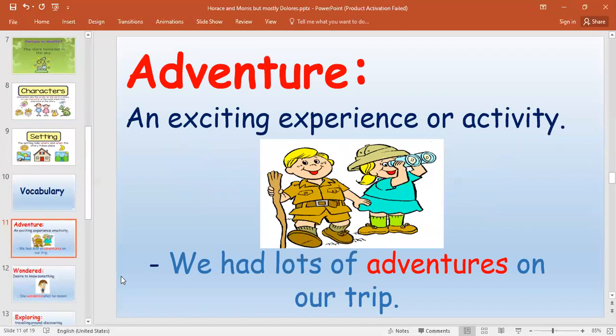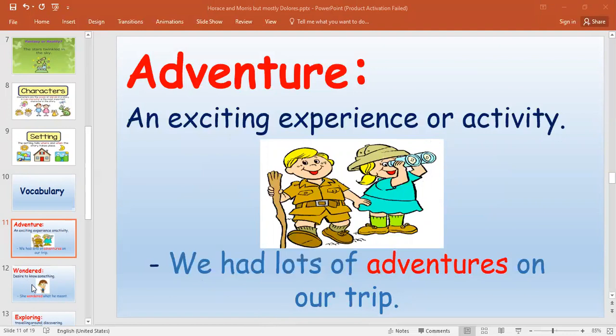The vocabs in our story: adventure. Read with me the meaning of adventure: an exciting experience or activity. So, what's the meaning of adventure? It is an exciting experience or activity. Let's read an example using adventures. We had lots of adventures on our trip.